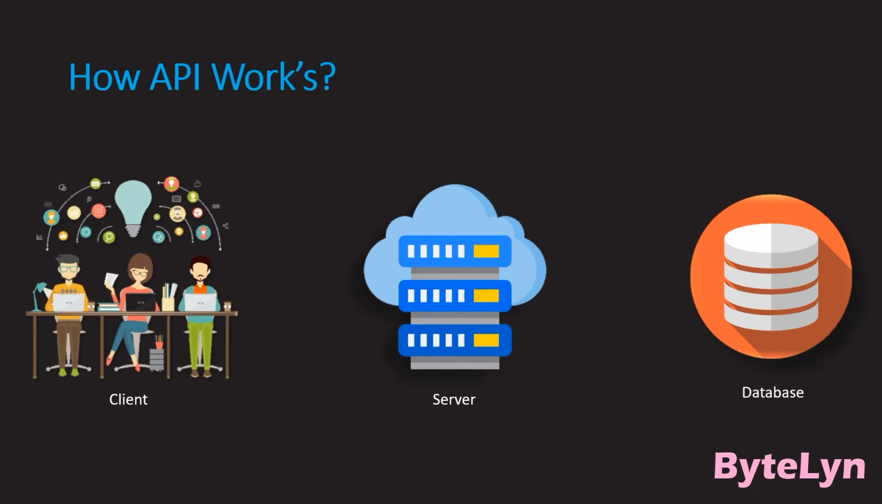Now we have learned what an API is. Now we look at how an API works. Here mainly 3 factors come into the picture: client, server and database.